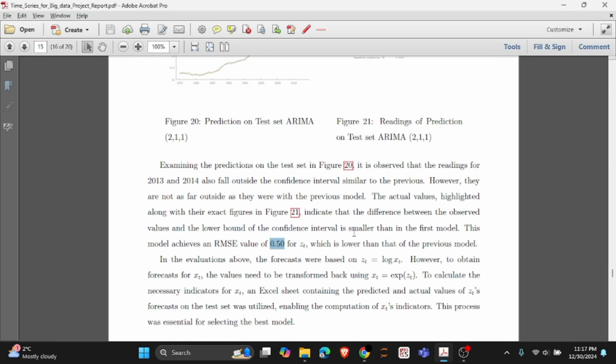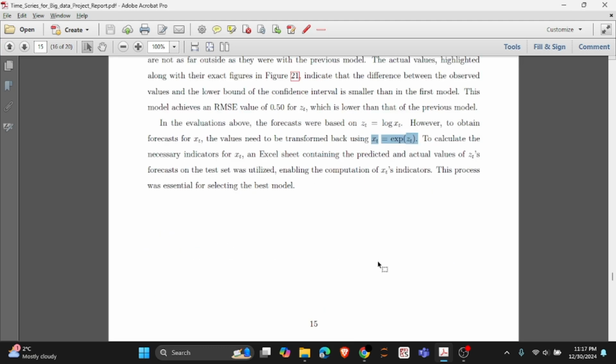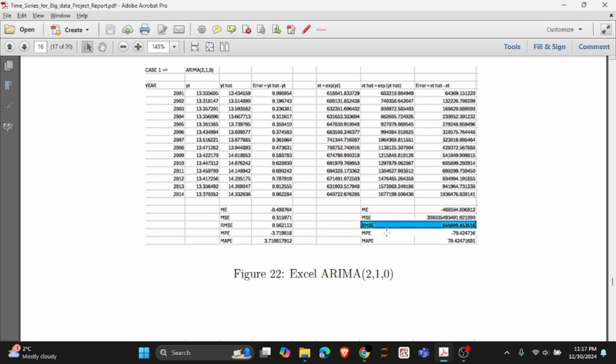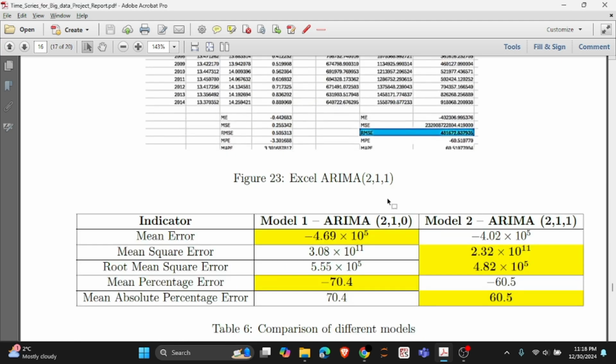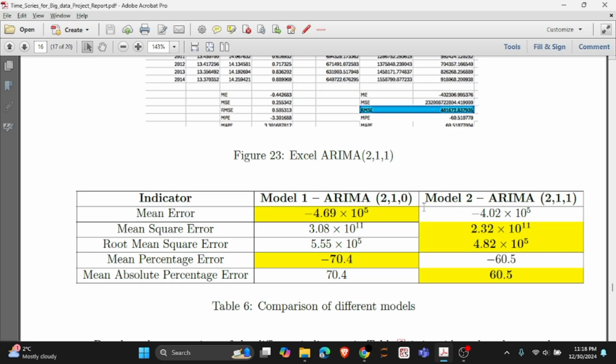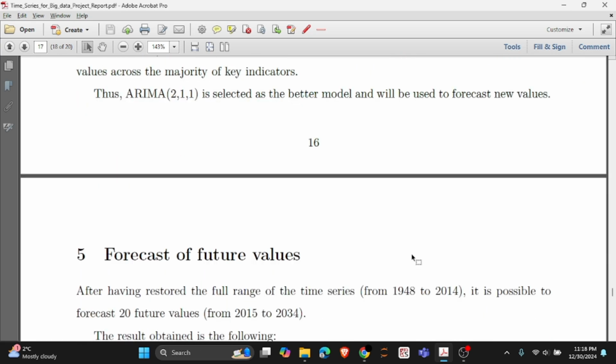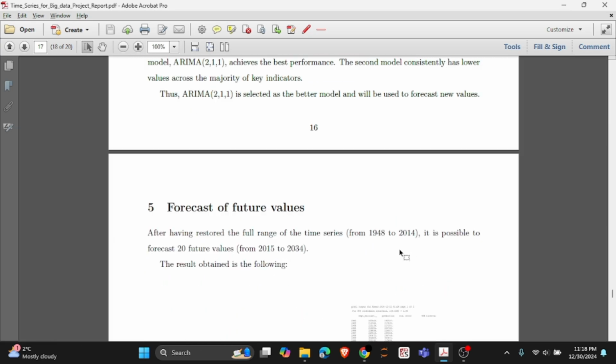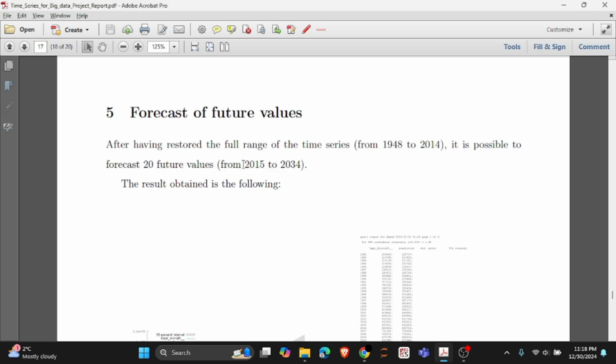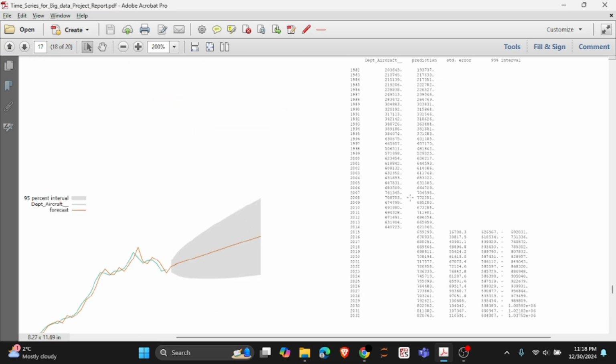Now the problem is that this root mean square value is of the logarithm, but we need it for the actual data set. So for the actual x of t, we need to find the exponential of z of t. For that, I used Excel. In this, I calculated the predicted y t, the error, and respectively the exponent parts. And with the exponent part, I calculated the actual root mean square error of x t. Similarly for ARIMA 2,1,0 and ARIMA 2,1,1. I compared both of those models, and the minimum root mean square error was of ARIMA 2,1,1. So this is selected as the best model, and we will use it for forecasting future values. For the future values, I used a 20-value prediction from 2015 to 2034, and this is the result that we got.